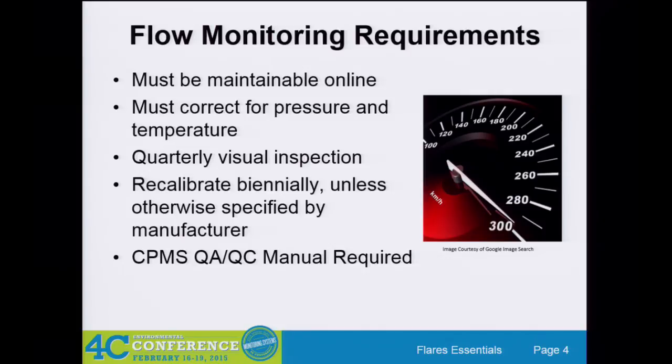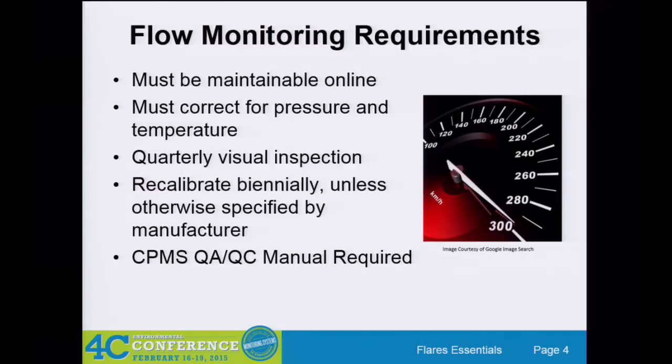They put the word in here, recalibrate biennially. With an ultrasonic flow meter, there is nothing to calibrate. There's no response factor you're tweaking, there's nothing. It's a solid state technology. Either it works or it doesn't work. So then we're waiting to see whether or not that word recalibrate ever comes into question.